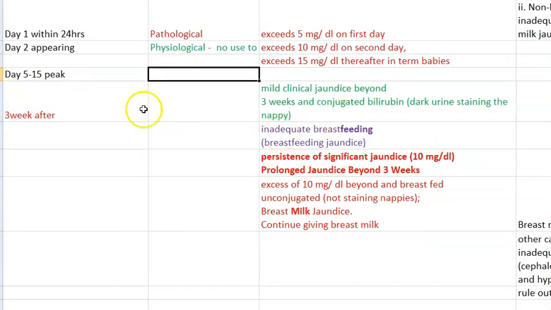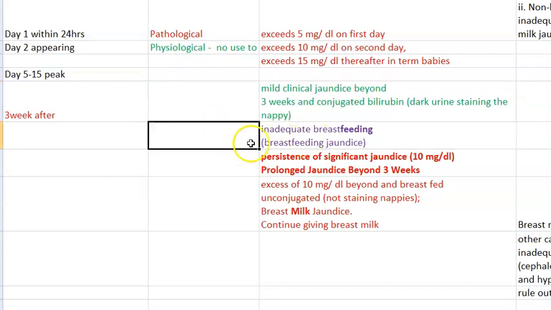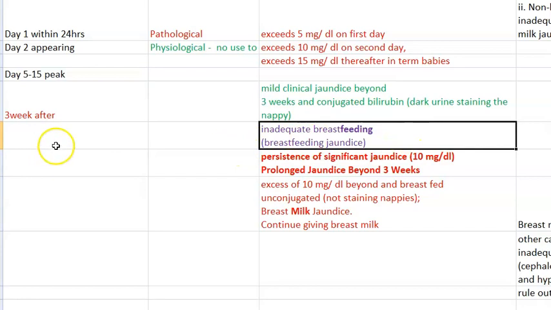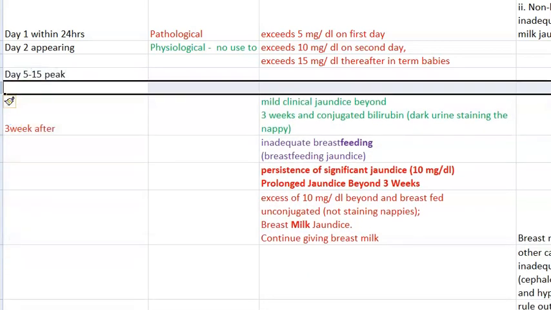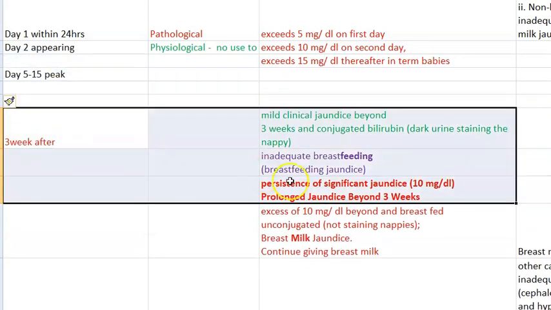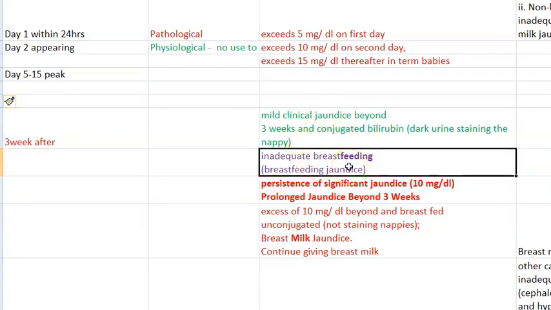And just look at this. Some mild clinical jaundice will be there, okay? Beyond 3 weeks, that is nothing to worry about. Sometimes it can be because of inadequate breastfeeding. See, we have gone past this, so there's a gap here. Beyond 3 weeks, we're talking about. 3 weeks and beyond, we have come now. See, mild clinical jaundice can be there. This could be because of inadequate breastfeeding.